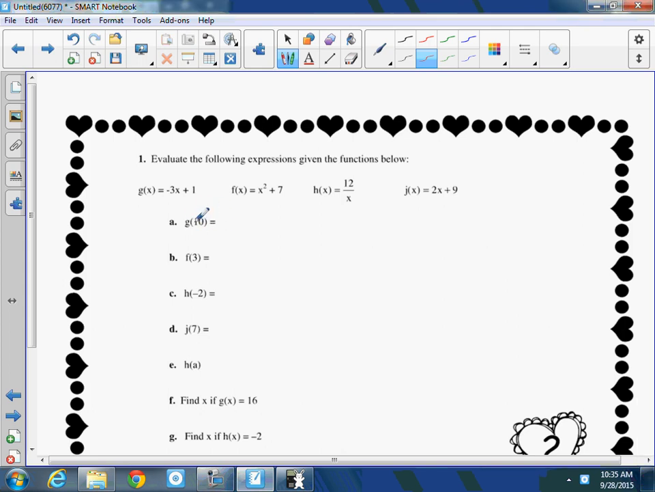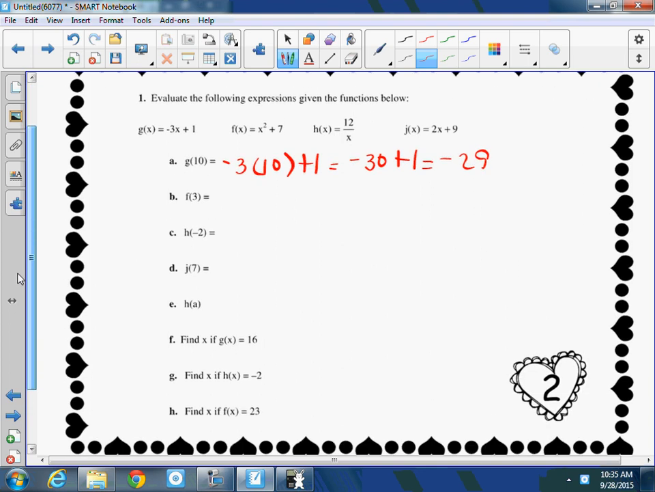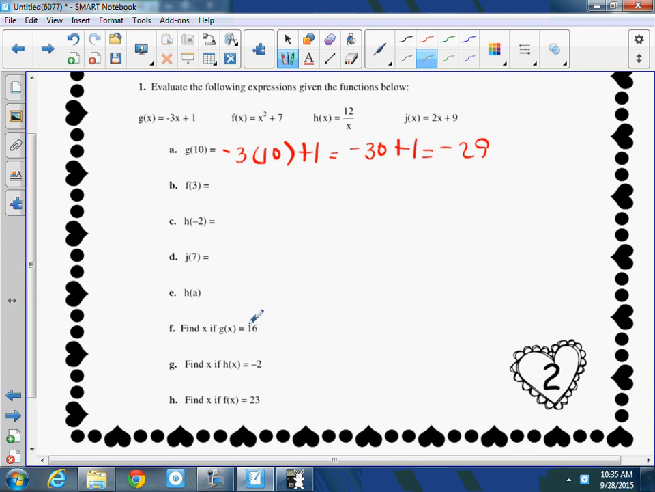All you have to do is go to g of x and then substitute the x by the number that's inside the parentheses, which would be 10. So this would be -3 times 10 plus 1, which is -30 plus 1, which is -29. So you do that with all of those, okay? I'm going to wrap this up because you guys can do this. I was seeing this when you were doing it and you were fine.